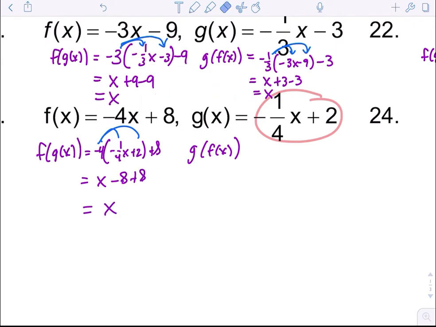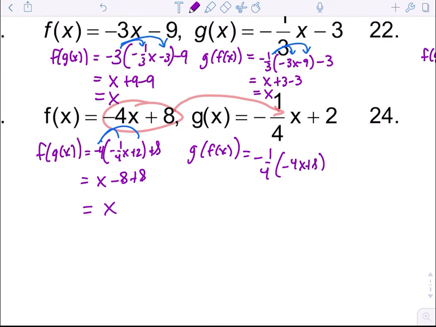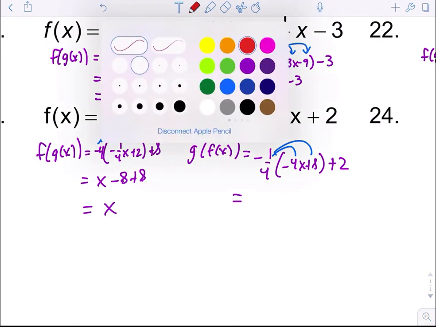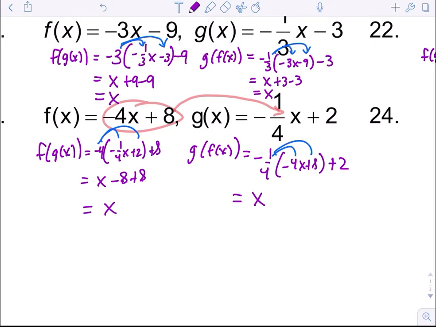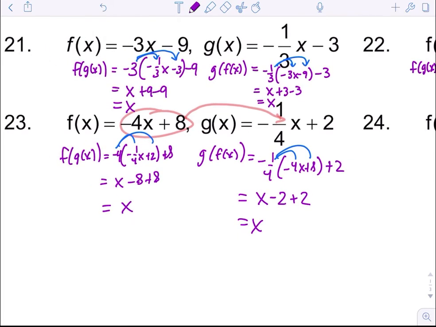Okay, g of f of x. This is where you substitute f of x in for your g. So that means you're going to be substituting it into that x. So negative 1/4, negative 4x plus 8, close parenthesis, plus 2. Distribute negative 1/4 to both. So negative 1/4 times negative 4 is positive 1, so just x. Negative 1/4 times 8 is negative 2, plus 2, and we got x. So those are indeed inverses of each other.